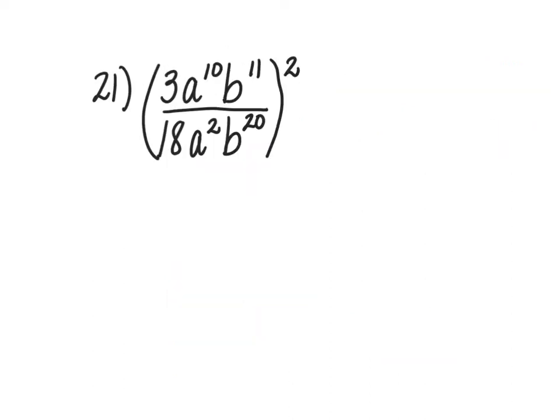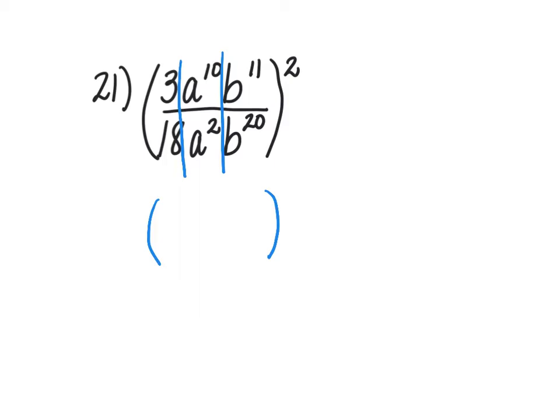Number 21, we have 3a to the 10th, b to the 11th, divided by 18, a to the 2nd, b to the 20th, all raised to the 2nd power. So again, we have coefficients, bases of a and bases of b, all raised to the 2nd power. So I'm going to make it little again, because it's so much easier to make something little first and then make it big.